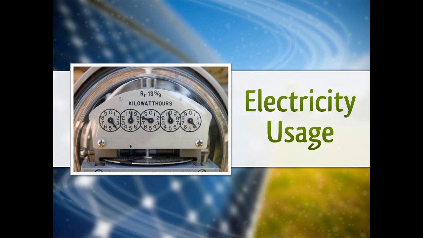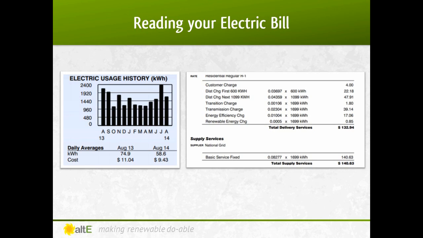So now that we know the basic terms, let's talk about how much power you're using. Most electric companies give you a bill that shows how many kilowatt hours you used that month. They often will show you a 12-month history, so you can compare your usage month by month. You can detect seasonal trends from the bill.